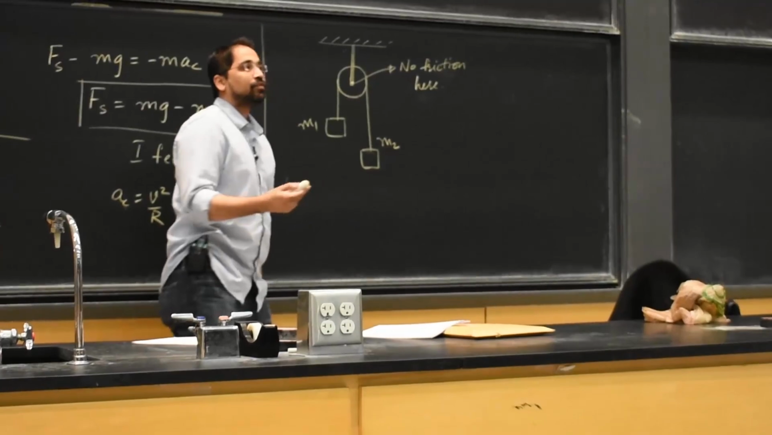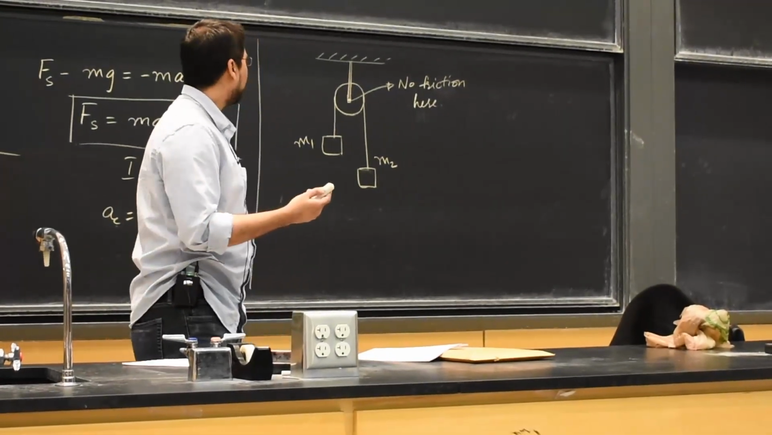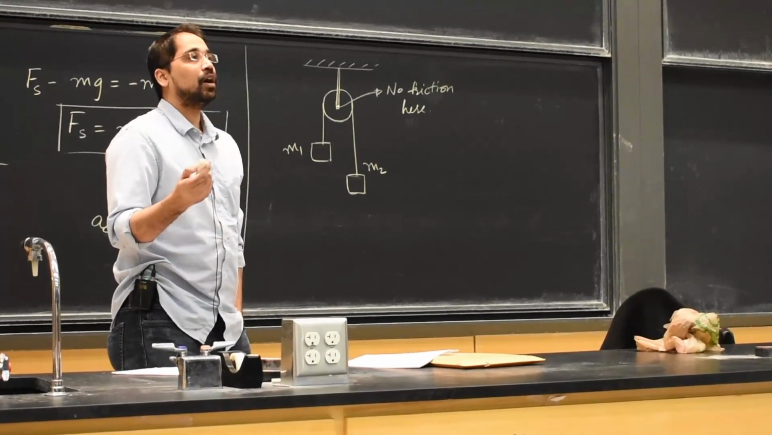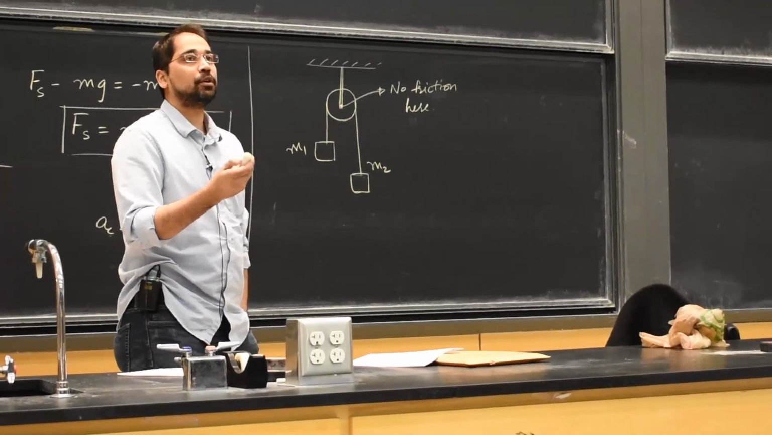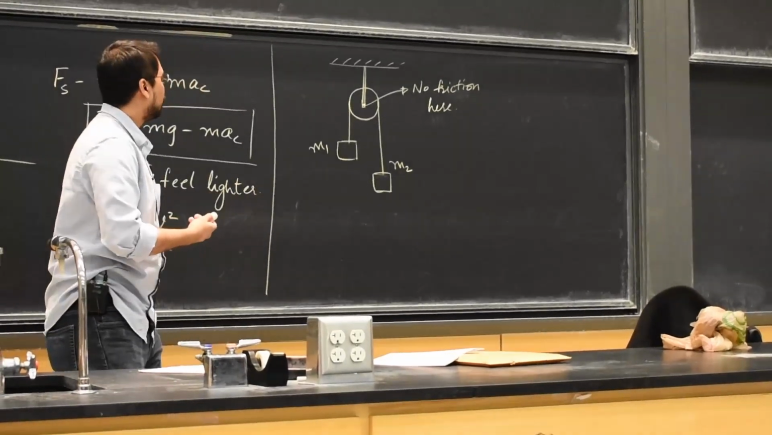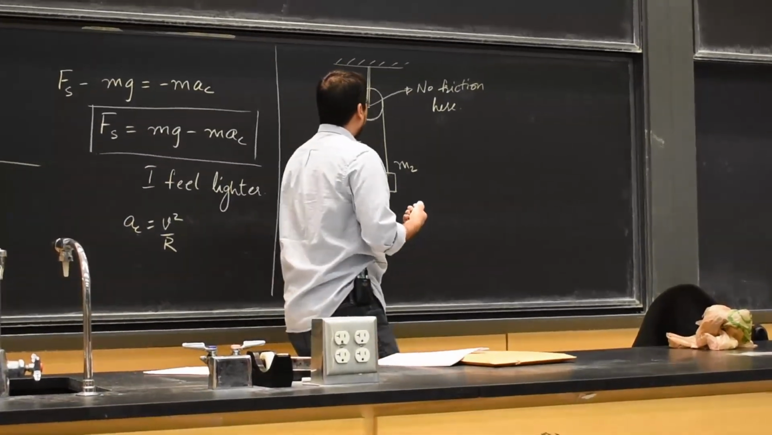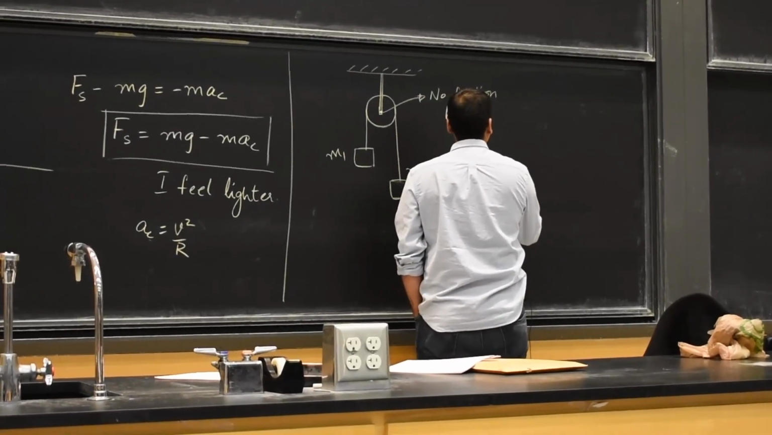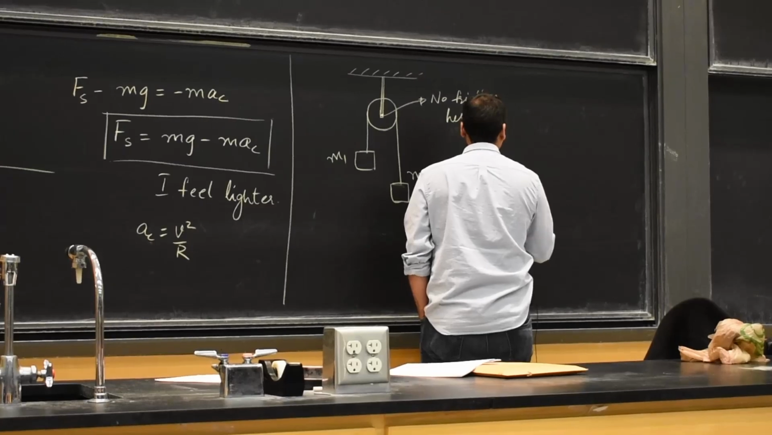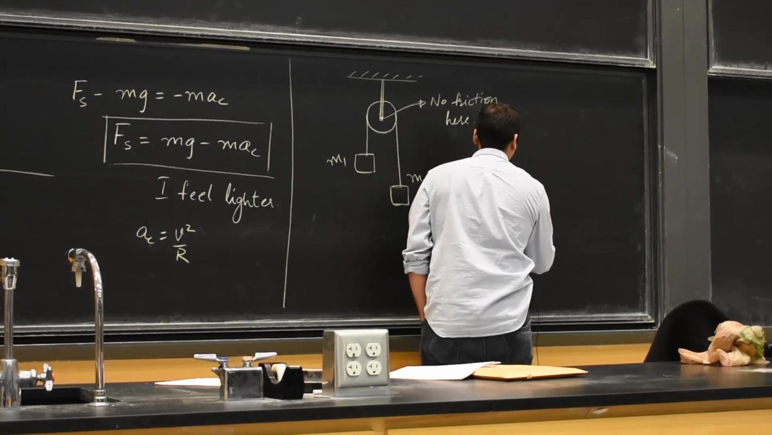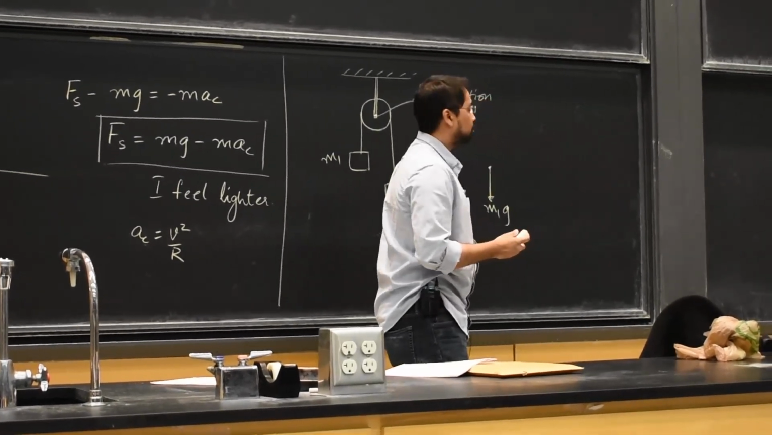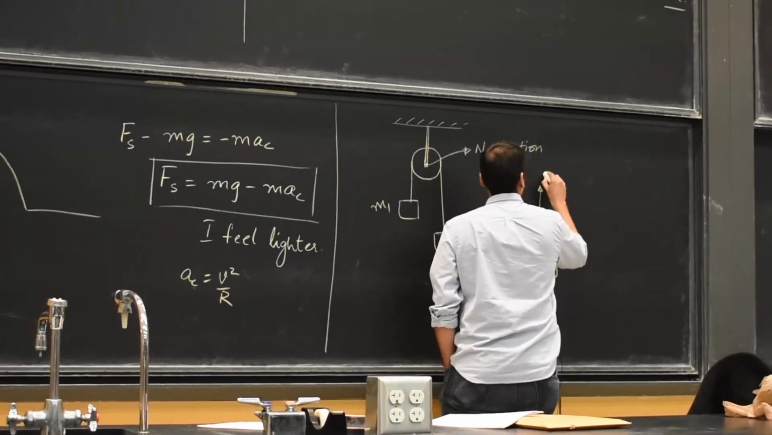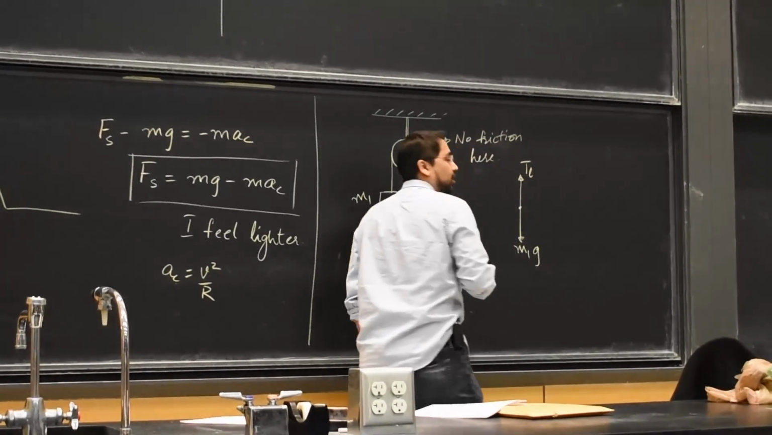Let me consider first the more general situation of M1 and M2, where M1 and M2 are not equal to each other. And then we'll see how the balancing situation comes about very naturally. Let's draw free body diagrams. Let's draw a free body diagram for M1. M1 would feel gravity pulling down. And there's a tension TL.